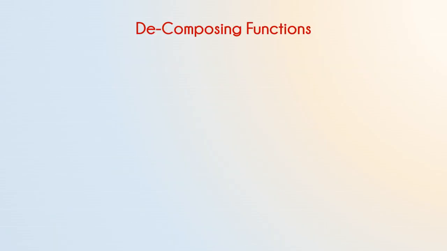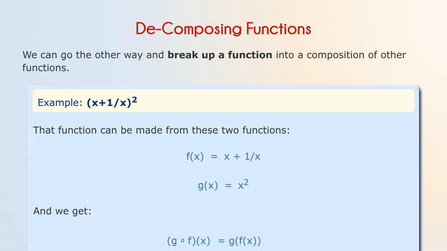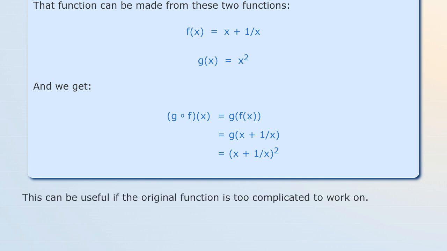Decomposing functions. We can go the other way and break up a function into a composition of other functions. Example: (x plus 1 over x) all squared. That function can be made from these two functions. f of x equals x plus 1 over x, and g of x equals x squared. And we get g of f of x equals g of (x plus 1 over x) equals (x plus 1 over x) all squared. This can be useful if the original function is too complicated to work on.